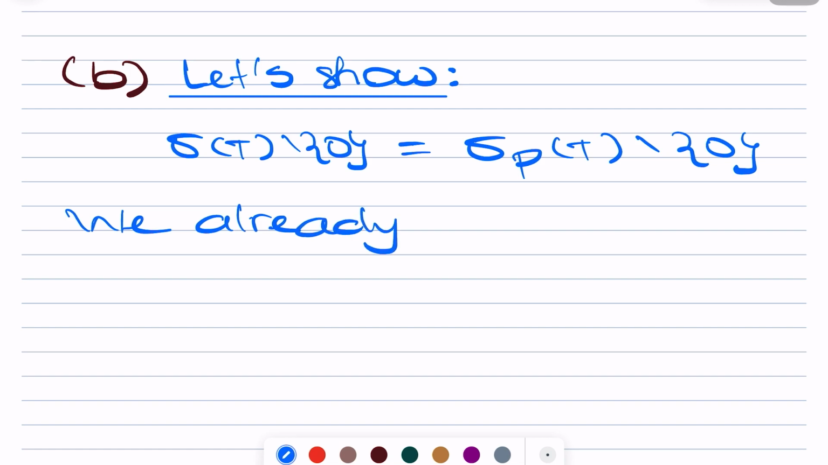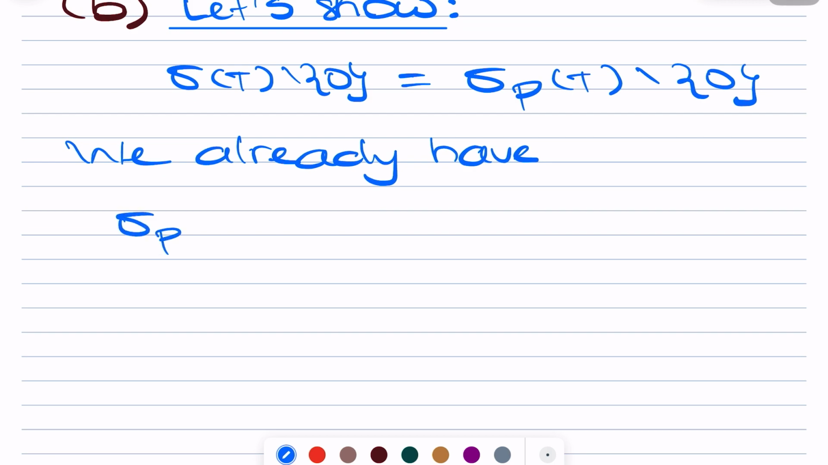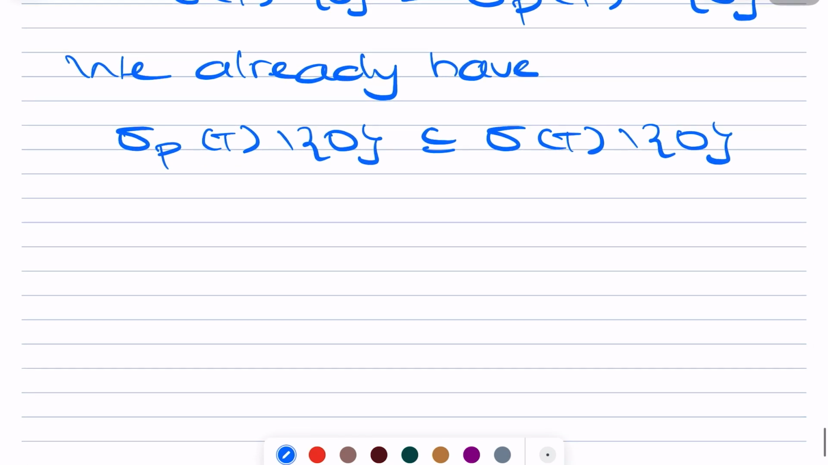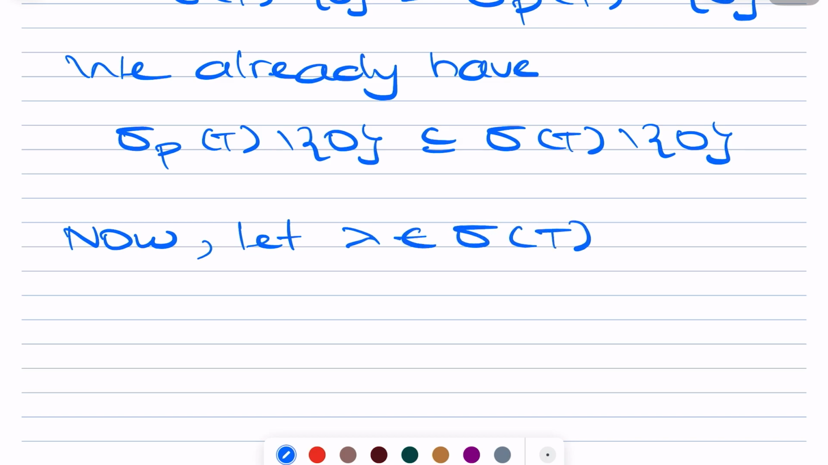So we already have that the point spectrum of T minus zero is contained in the spectrum of T minus zero, right? This we know by definition of the point spectrum. Now we want to show the reverse inclusion, or the converse inclusion. So now let lambda be in the spectrum of T, right? Lambda being different from zero.